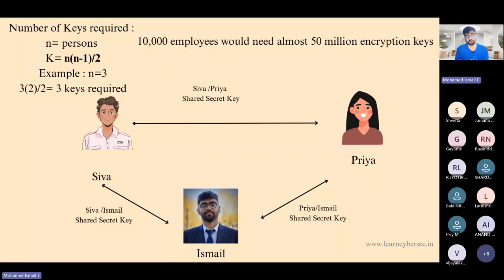Three guys, Siva, Priya and Ismail. I put these three as n, the number of persons in the formula, n equal 3. If you look at the n into n minus 1 by 2 formula, 3 into 2 divided by 2, 6 by 2, 3 keys required. That's what we are seeing. So between Siva and Priya one key, Siva and Ismail another key, between Ismail and Priya the third key. So 3 keys required if 3 persons are communicating.